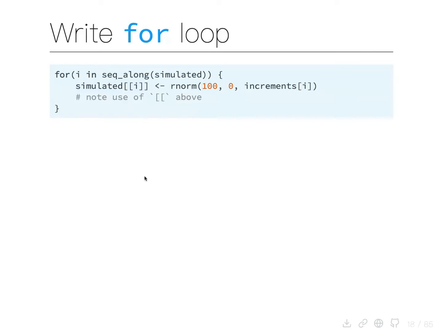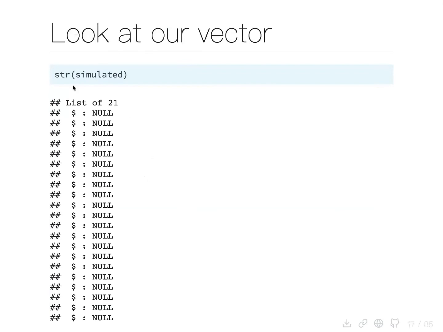Okay. So the reason is because we're trying to store it into a list, right? And lists, you can use single brackets or double brackets. The single bracket is going to return a list, right? So I could say from this simulated, give me the third through the fifth elements, and it would return a list with these elements, right? But if I wanted to say, okay, give me the contents of one of the elements of the list, like give me what's inside this first one, then I would use double brackets, okay?